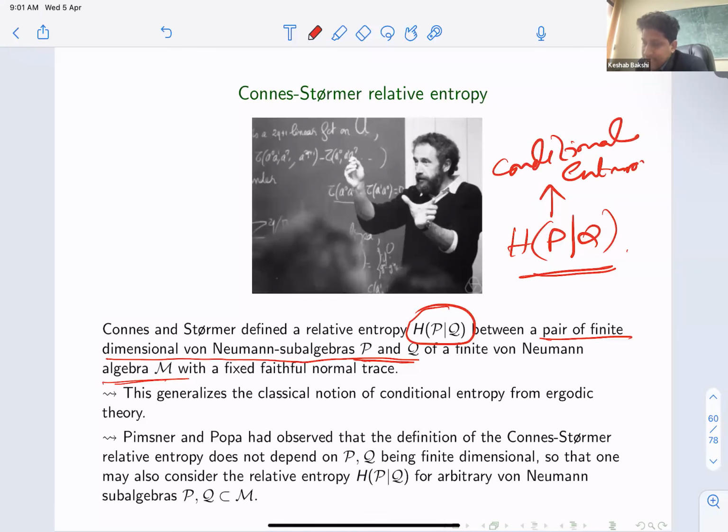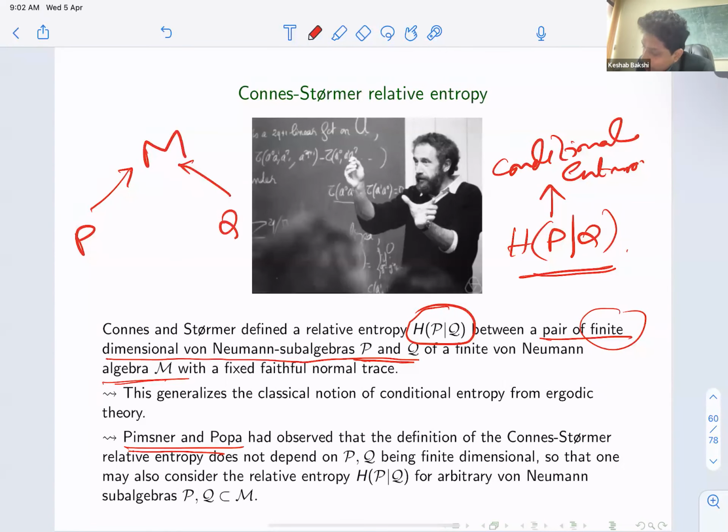And this is the correct generalization of conditional entropy, because they could prove a Kolmogorov-Sinai type theorem. And using this relative entropy, Connes and Størmer defined the entropy of an automorphism. But Pimsner and Popa observed that we don't need finite dimensionality. For example, if you have any II_1 factor and any subalgebras, infinite dimensional also, P and Q, one can have a notion of relative entropy, H(P given Q). So these are all generalizations of conditional entropy from ergodic theory.